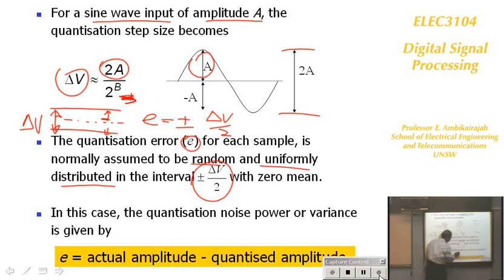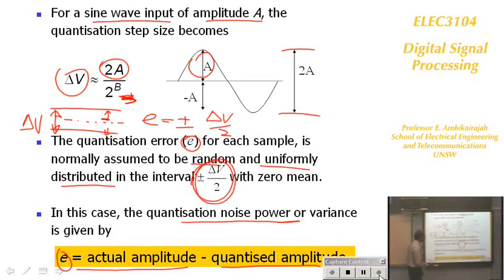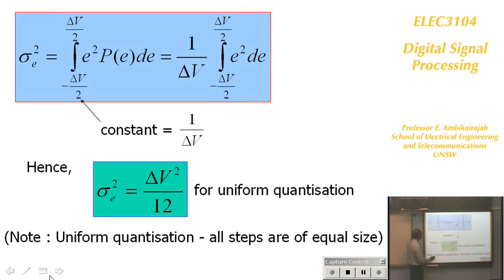So the quantization noise power, or the variance, is given by the actual amplitude and my quantization amplitude. You take the actual amplitude and find out the quantization amplitude. That gives you the error E. That's the E which can be between plus or minus delta V over 2, correct? Then we need to calculate the quantization power, which is E squared, and we need to know the probability density function.